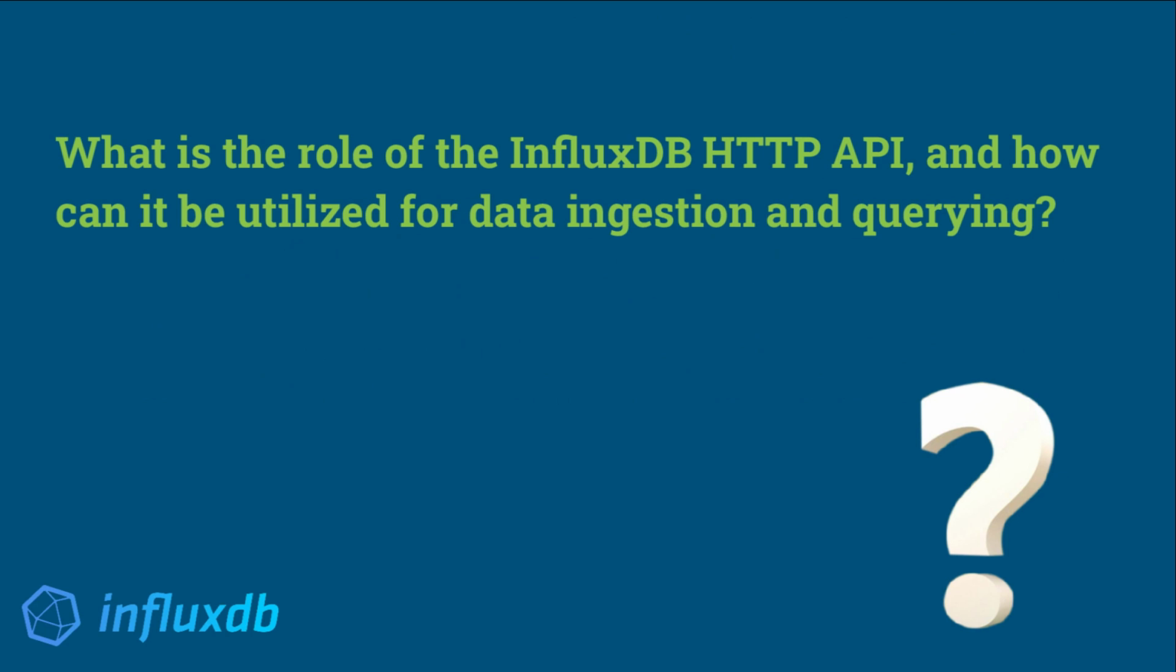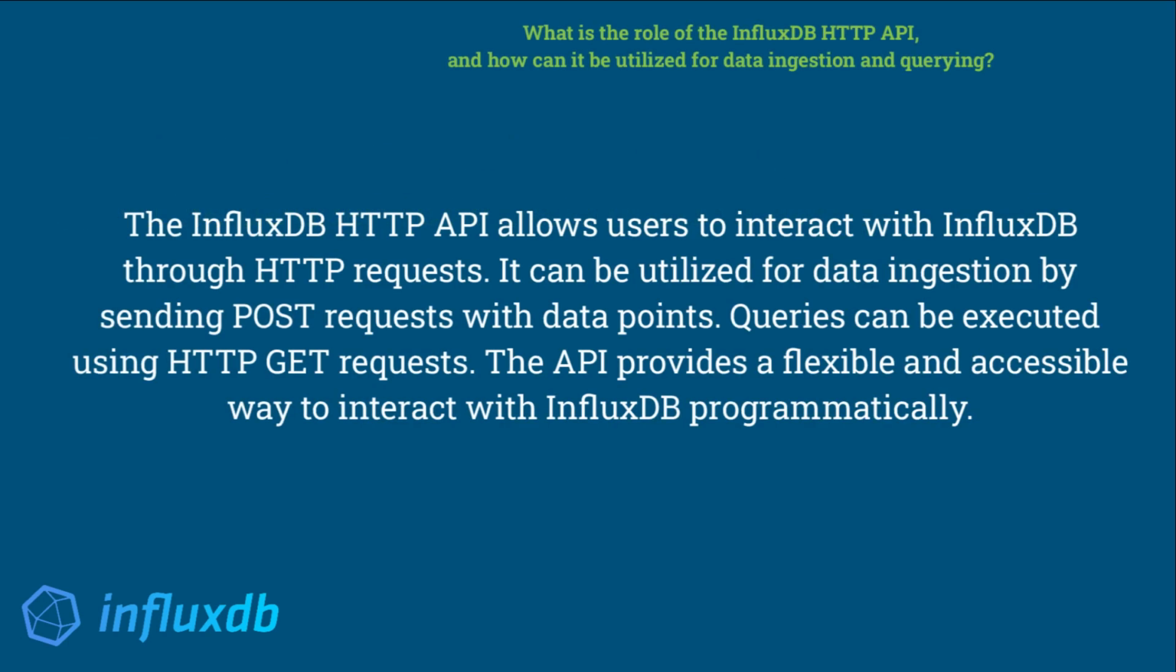Third question: what is the role of the InfluxDB HTTP API, and how can it be utilized for data ingestion and querying? The InfluxDB HTTP API allows users to interact with InfluxDB through HTTP requests. It can be utilized for data ingestion by sending POST requests with data points. Queries can be executed using HTTP GET requests. The API provides a flexible and accessible way to interact with InfluxDB programmatically.